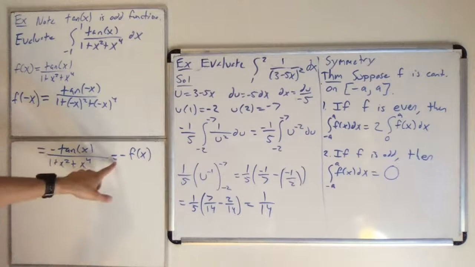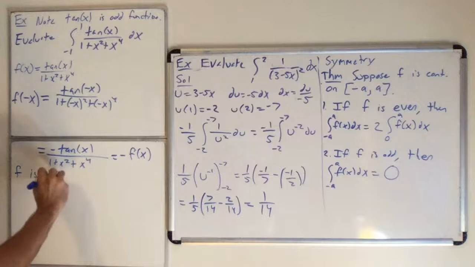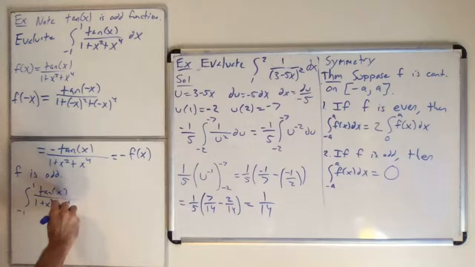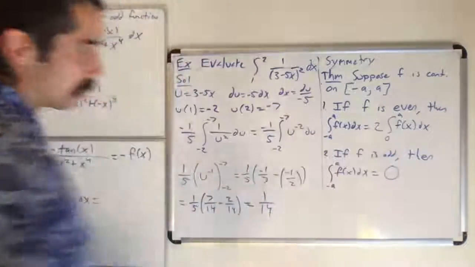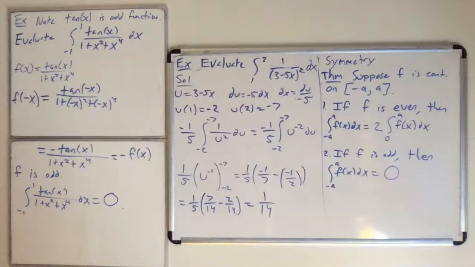So since f of negative x is equal to negative f of x, f is odd. So the integral from -1 to 1 of tan of x over 1 plus x squared plus x to the fourth dx is equal to, well, let's look at the theorem. If f is odd, then this integral is equal to 0. Amazing, isn't it? We didn't even have to evaluate any sort of integral. We just have this property about symmetry.